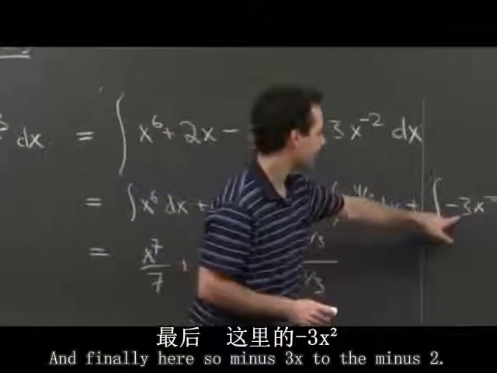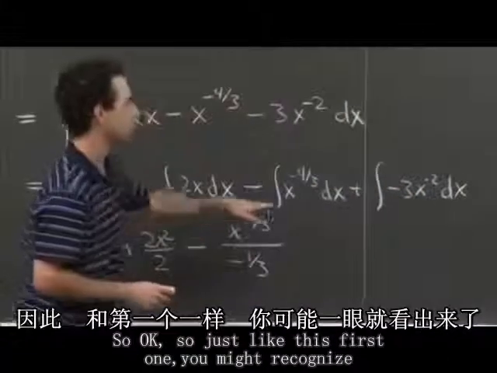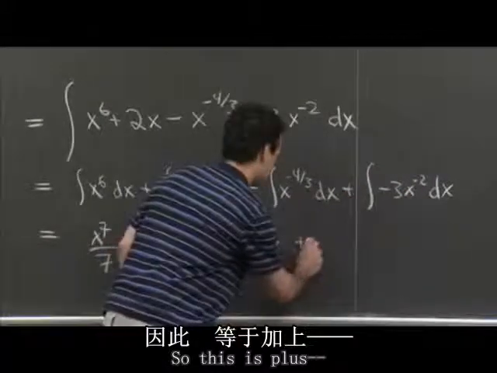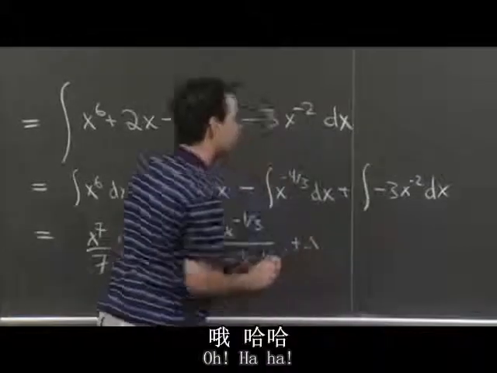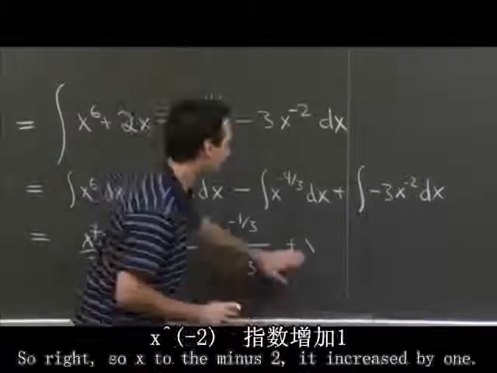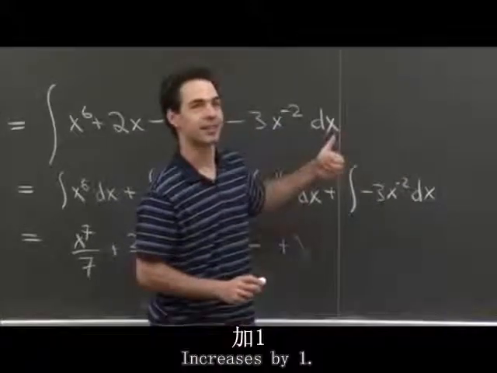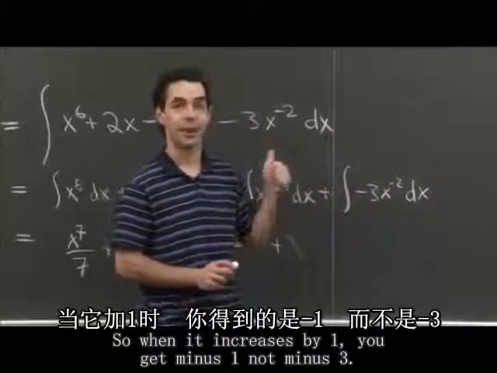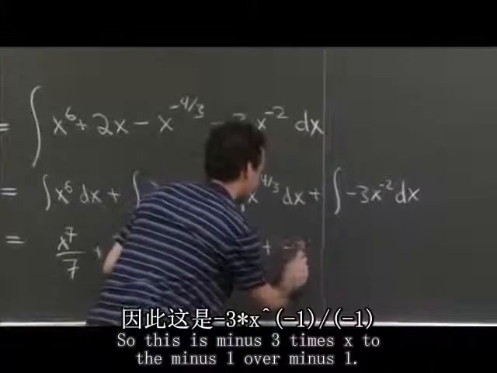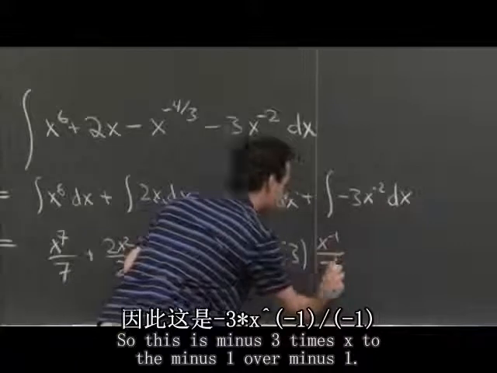OK, and finally here, so minus 3x to the minus 2. So just like this first one, you might recognize that right off as the derivative of x to the minus 3. So this is plus. Oh, ha ha. You could do that if you were completely confused like me. So x to the minus 2, it increases by 1. So when it increases by 1, you get minus 1, not minus 3.